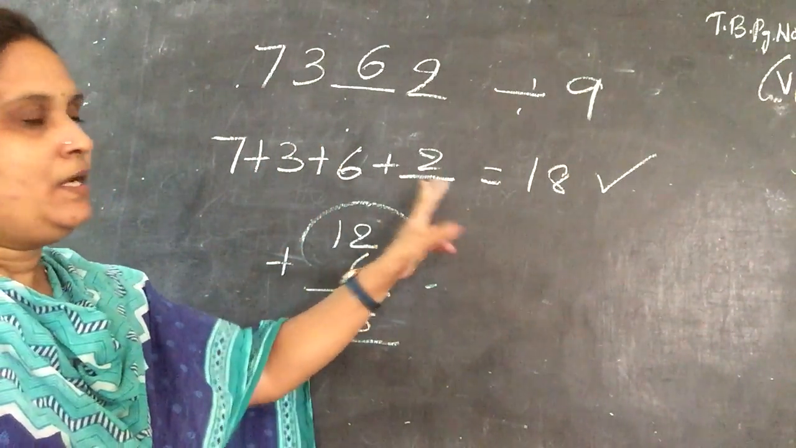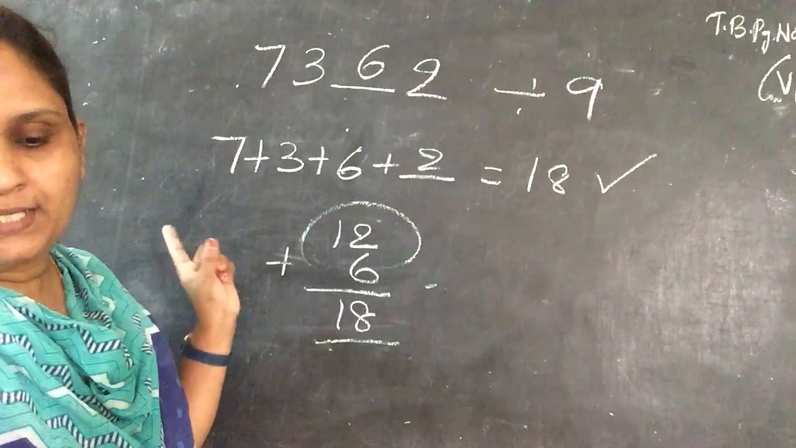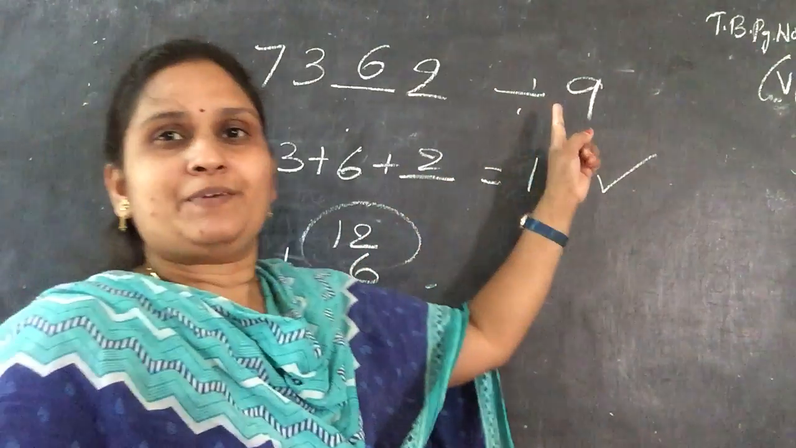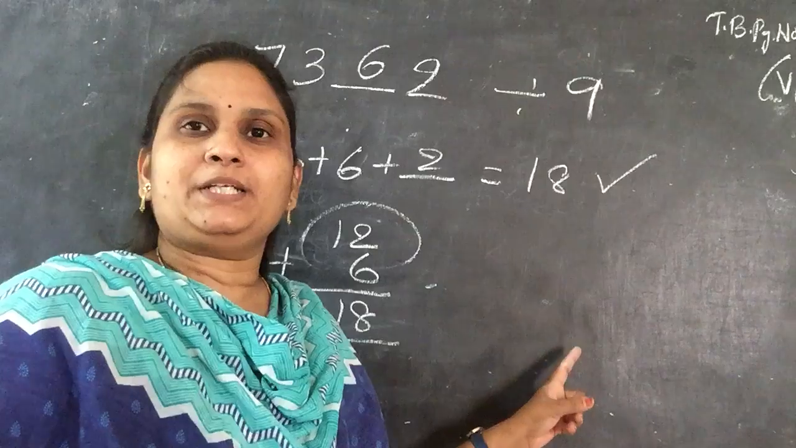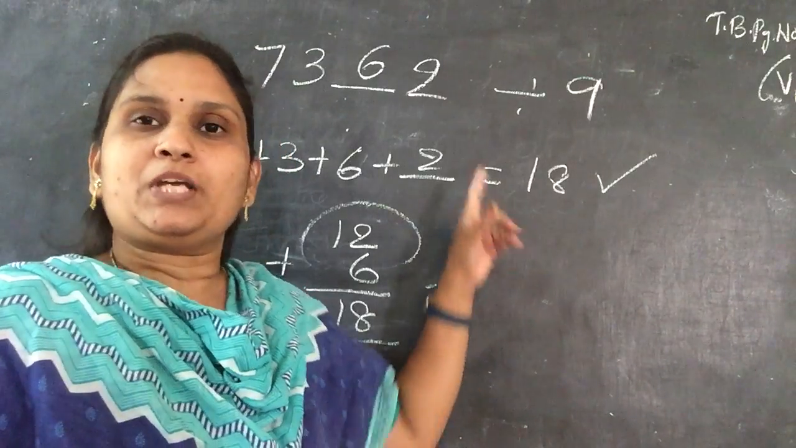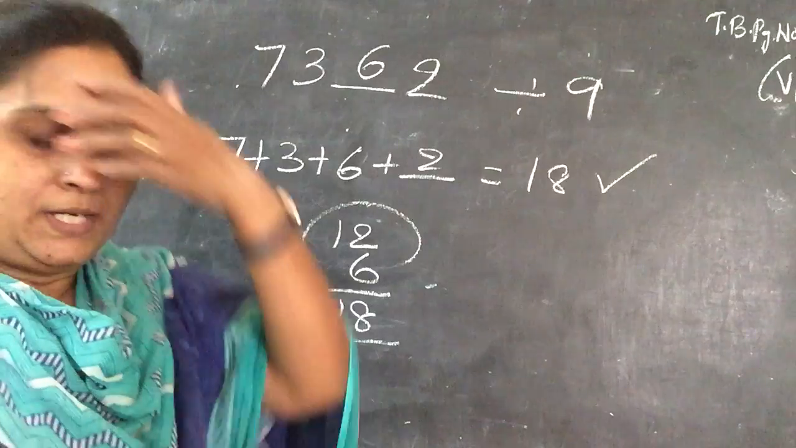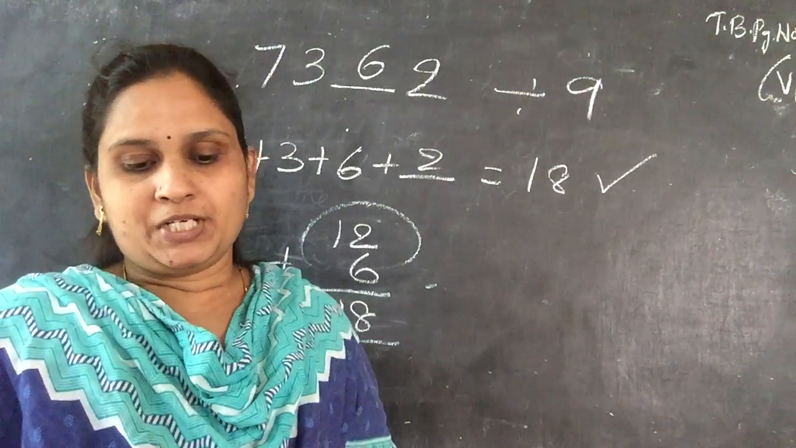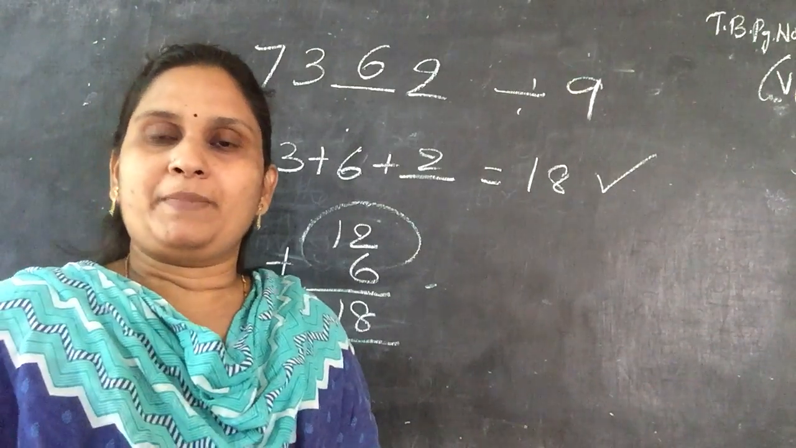Like this, sections B and C sums in the textbook page number 79: one is how to check the divisibility test by 9 and one more is how to check the divisibility test by 3. The concept is the same. So today's homework: complete sections 5, 6, 7 and sections A, B, C in textbook page number 79 in your maths notebook.